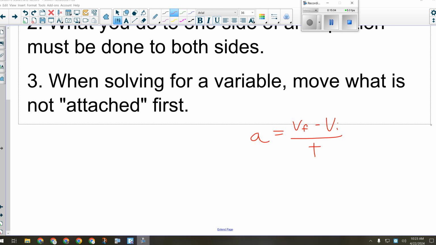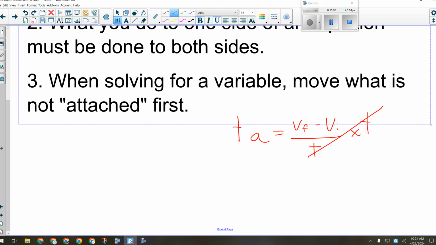Can I solve for something if it's on the bottom of an equation? I can't. I would be solving for 1 over that number. That's not what I want. So I need to move t so that it's on the top. Easiest way to do that, since I'm dividing by t right now, would be to multiply both sides by t. So I'm going to multiply both sides by t. I've just done rule number 1 and rule number 2. If I want to move something, I do the opposite. What I do to one side, I do to the other.